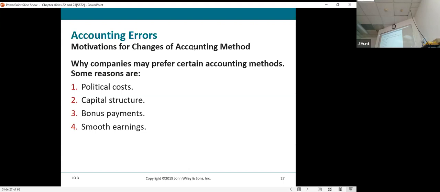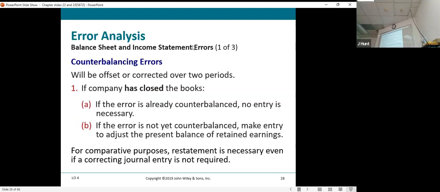And of course, bonus payments. That shouldn't be a reason, but people switch methods because it helps their bonus, especially if they know they're not going to be there a long time. They get their money up front, and then they figure it out at the end, when most of the expenses are going to be hitting the books.